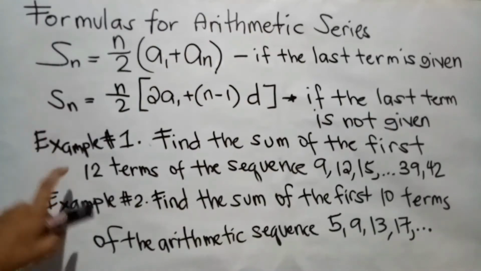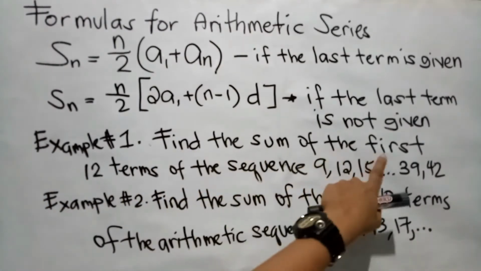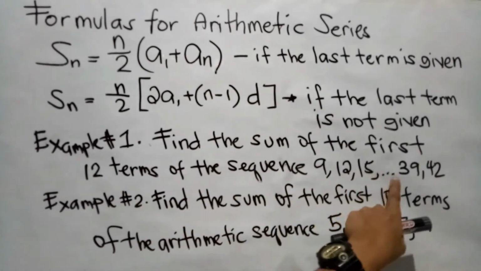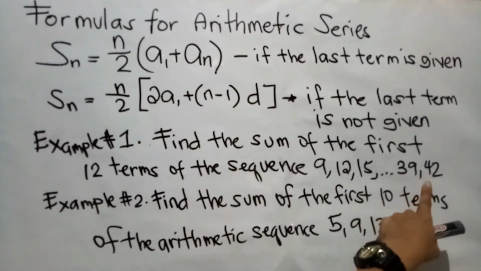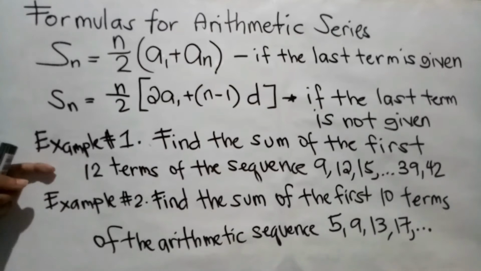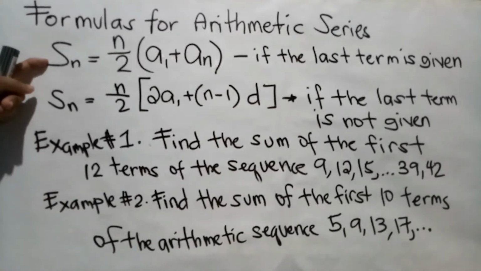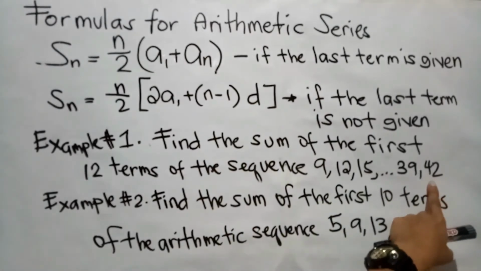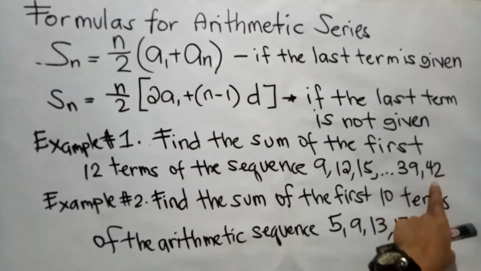For example, number 1, find the sum of the first 12 terms of the sequence 9, 12, 15, up to 39 and 42. So what formula are you going to use in this example? Okay, so the first formula is the formula that you are going to use because there is a last term here. The last term in the given is 42.